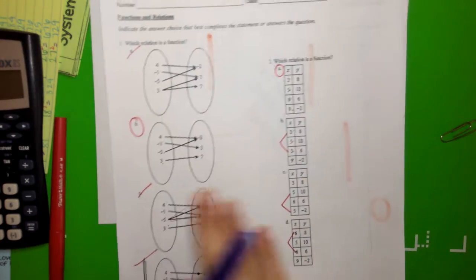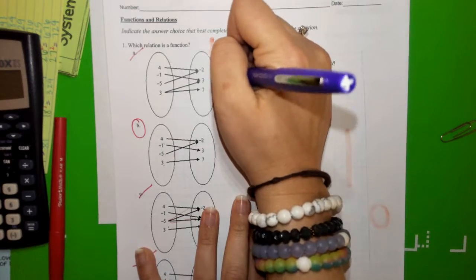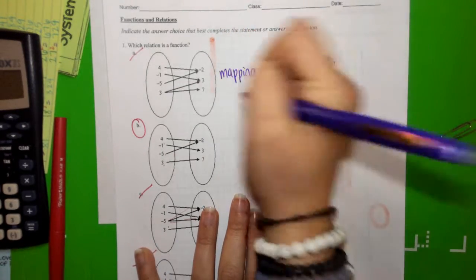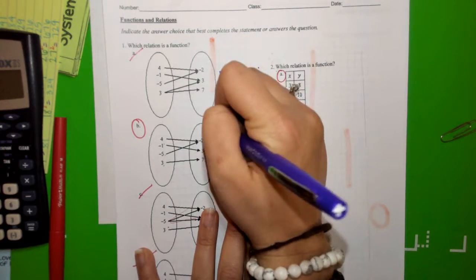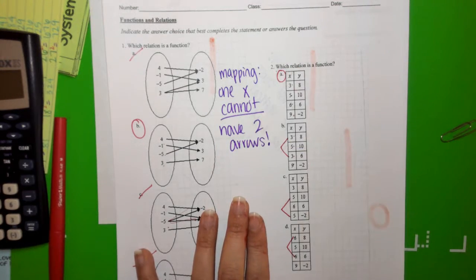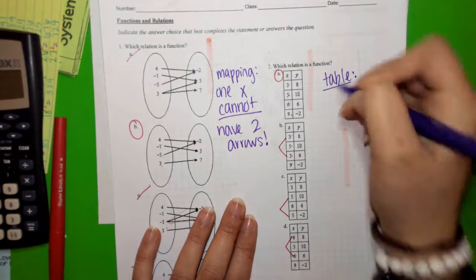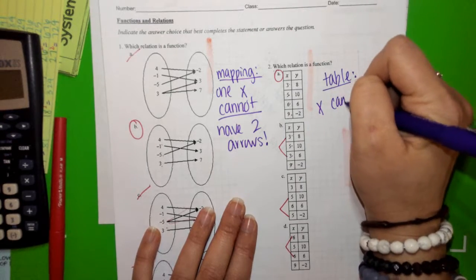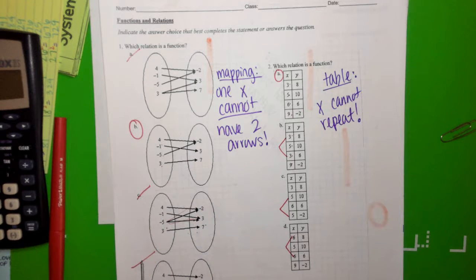Alright, so let's turn it over. Let's go back to 1 and 2. So remember, on a mapping, X cannot have 2 arrows. And then on a table, what's true on a table? Look at you go. Take a point. So let's make sure we have that written down. Everybody needs to make sure this is written down beside 1 and 2.